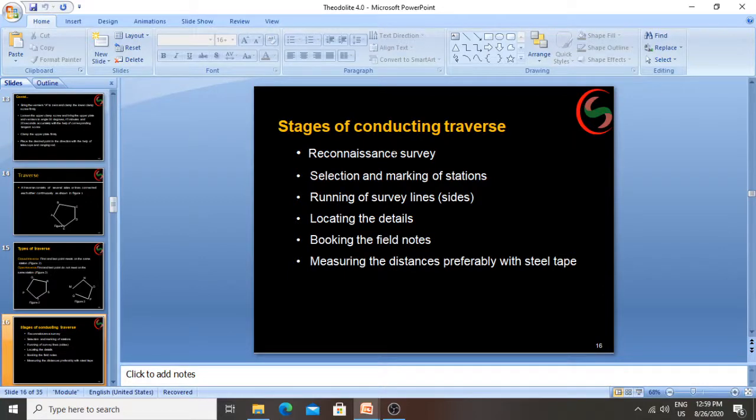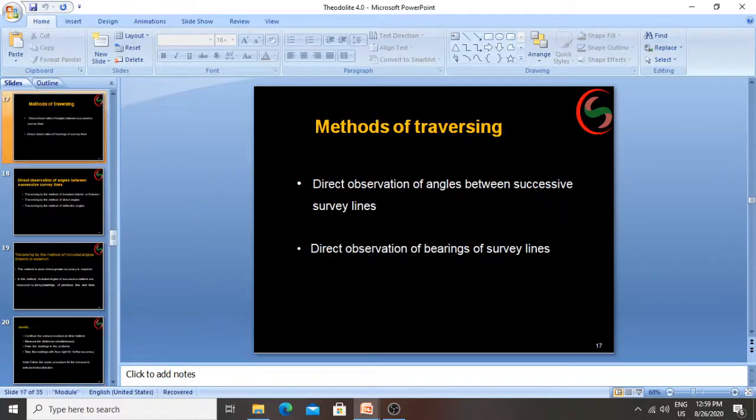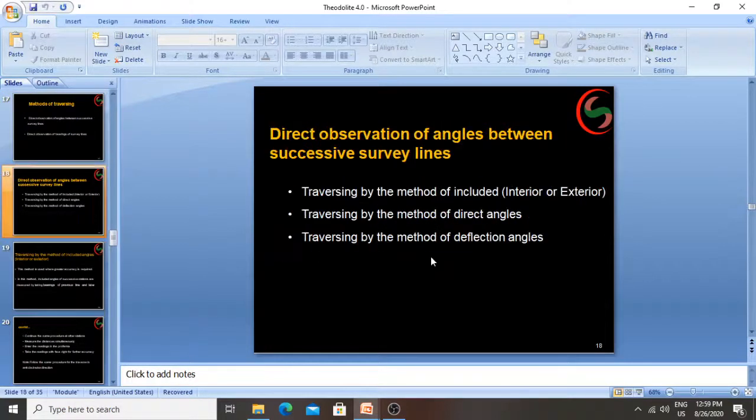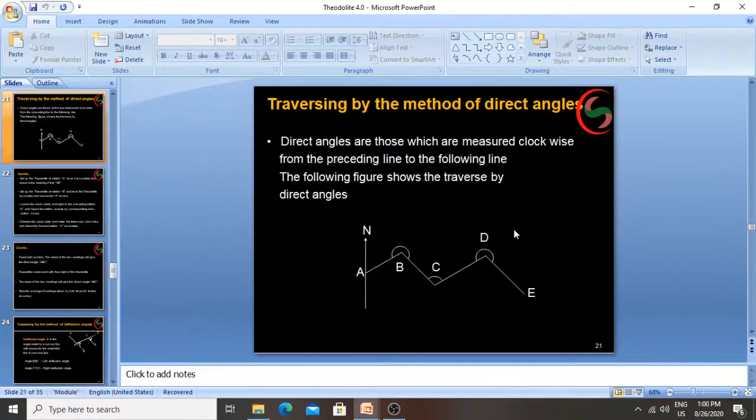First, we will be going for reconnaissance survey. What is the purpose of reconnaissance survey? In what area you are going to survey, you have to check it before fixing up the instrument directly. You also choose the stations, control points for running the survey lines, locating the details, booking the field notes, and measuring the distance preferably with the steel tape. Methods of traversing: there are many methods, like method of included angle, direct angle. All these we have seen.